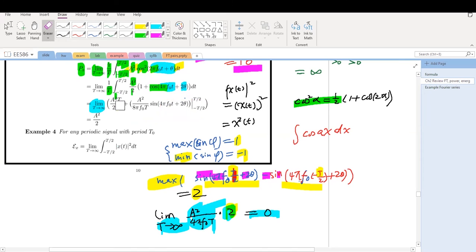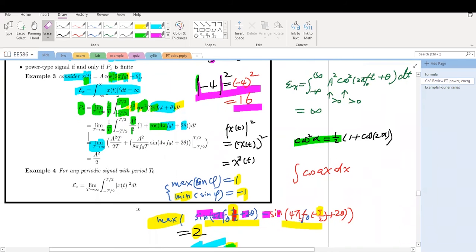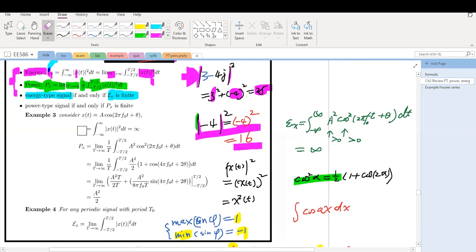So what's the power in this sinusoidal signal? That's a squared divided by 2, the magnitude squared divided by 2. This is the power content in this cosine signal. Now we can see for this signal, the energy we calculated goes to infinity. The power equals the magnitude squared divided by 2. So for this signal, it is not an energy type signal, but it is a power type signal.